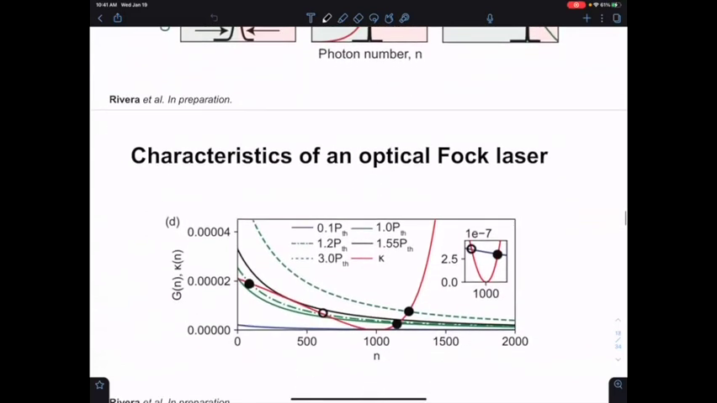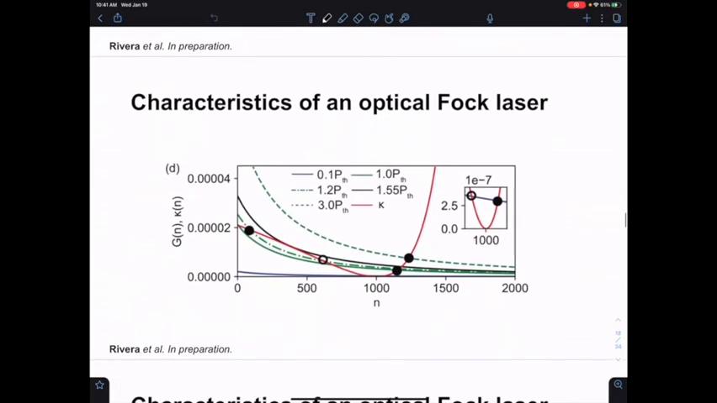So let me now analyze a little bit what the characteristics of an optical Fock laser are. Let me start with how the pump of the gain medium translates to the number of photons in the cavity in the steady state. On the y-axis, I'm showing these gain loss curves in this plot. I'm showing many gain curves against one loss curve. The loss is red, and the gain curves are the blue, the various green curves, and the black curve, which all correspond to different levels of pumping of a gain medium.